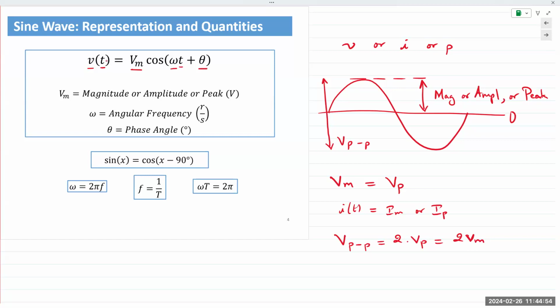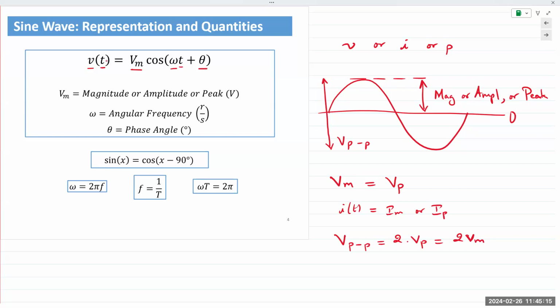Yes, I'm getting to it. Is this clear though? The peak and the magnitude. Okay, they are one and the same thing.